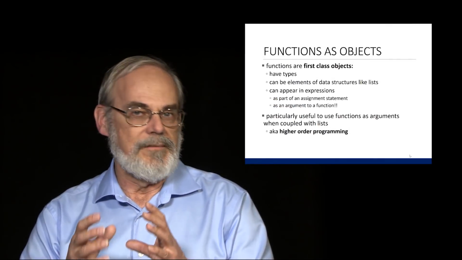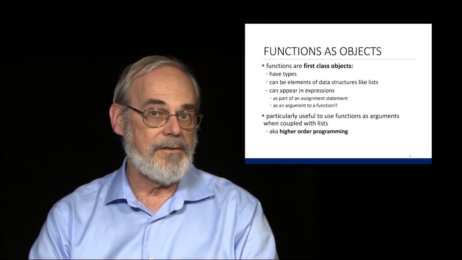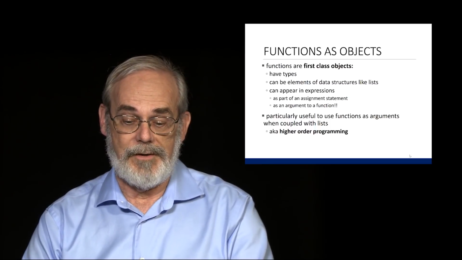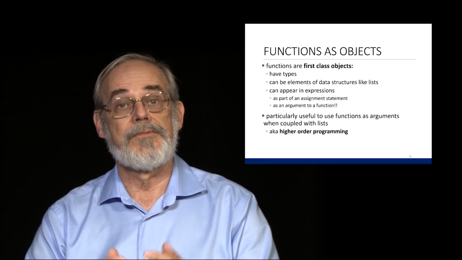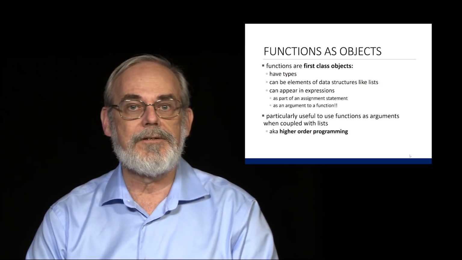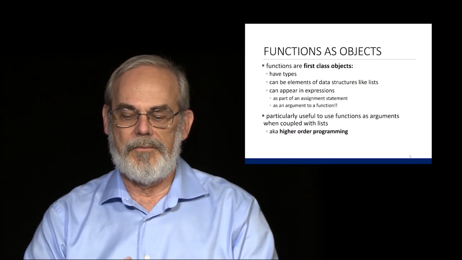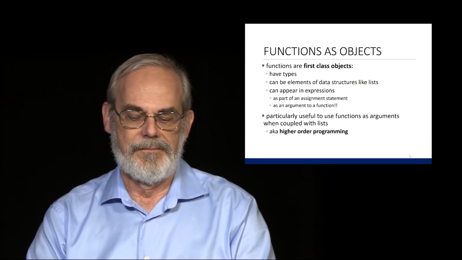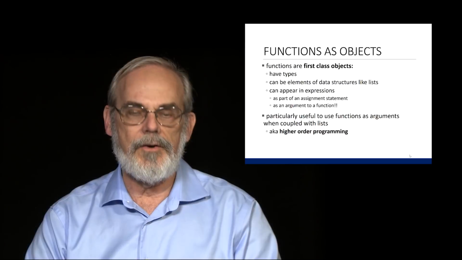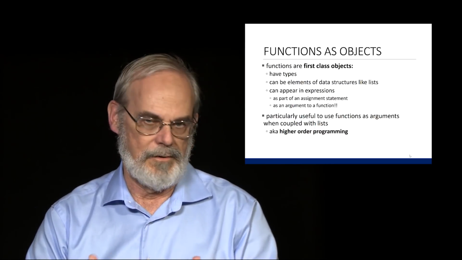And I say that because in some ways, functions can be used the same places we would use numbers, or we would use strings, or we would use lists. Numbers have a type. They can be elements of a data structure, and they can appear inside of expressions. Same thing with strings. It turns out functions can as well, and that leads to some really interesting kinds of behaviors that we might like to be able to use. And it's particularly useful when we want to use functions as arguments coupled together with doing things on lists. We often refer to this as higher order programming. We're using functions, for example, inside of lists to do things on lists.